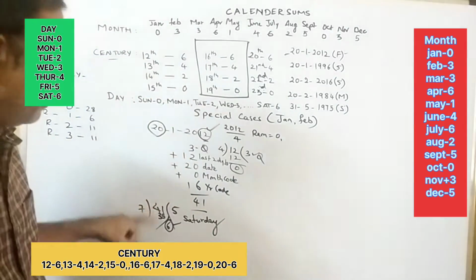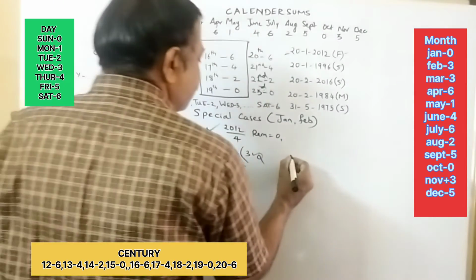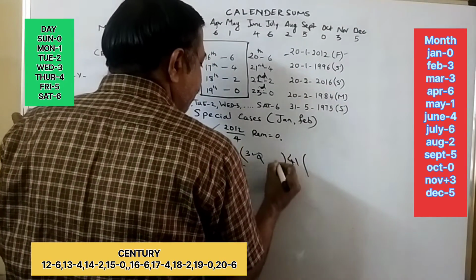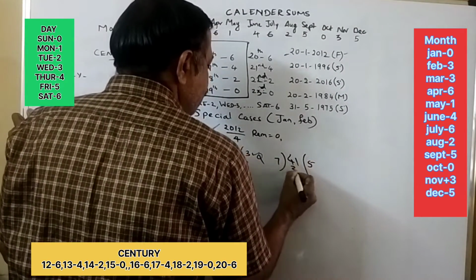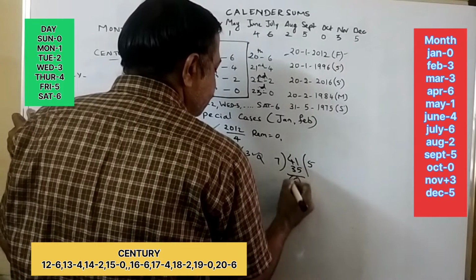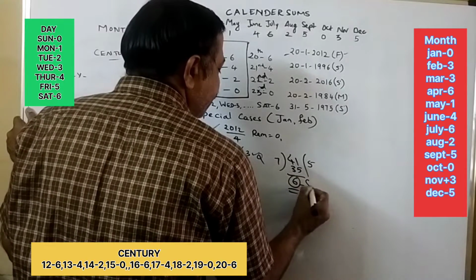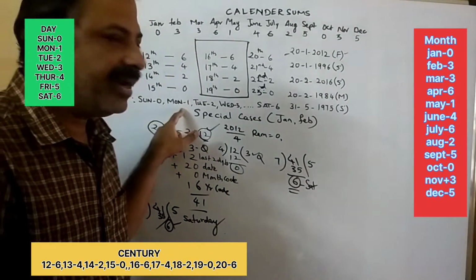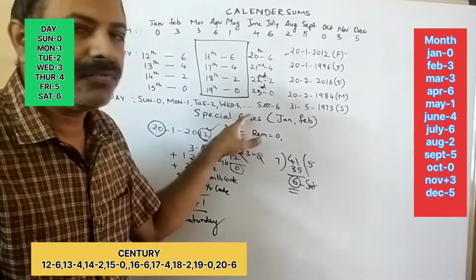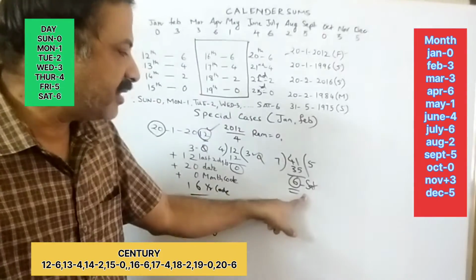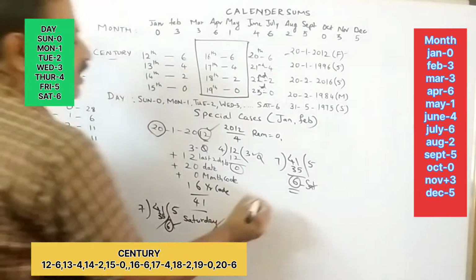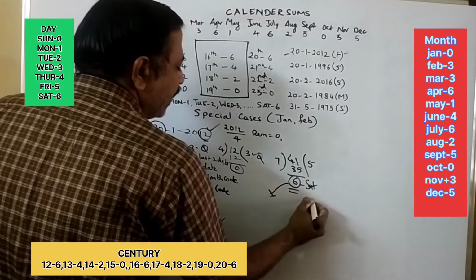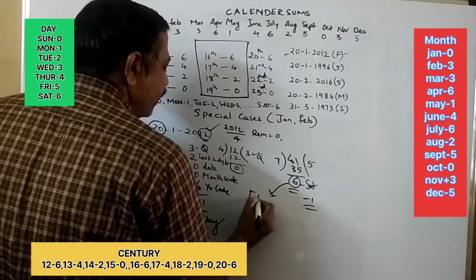Whatever remainder we get after dividing by 7: 41 divided by 7, 7 fives are 35, the remainder is 6. This remainder is very important. 6 is the code for Saturday. Sunday 0, Monday 1, Tuesday 2, Wednesday 3, Thursday 4, Friday 5, Saturday 6. But the actual answer is not Saturday. It is minus 1, that is Friday.